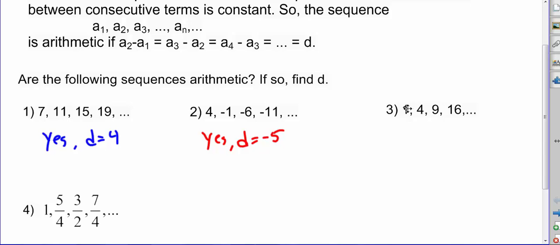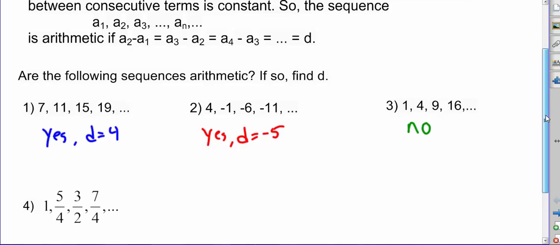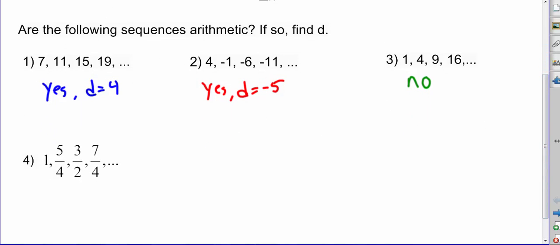When we look at number 3 though, look at the differences. Plus 3, plus 5, plus 7. These are all perfect squares, by the way, but there's no way around this. This is definitely not an arithmetic, or we think of it as linear pattern. Okay, last one like this, number 4. I hope you aren't too intimidated by the fractions that are going on here, but we can see that this is definitely linear or arithmetic because what we're doing is we're adding 1/4 each time.